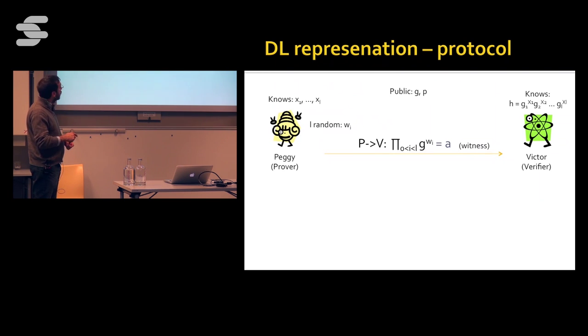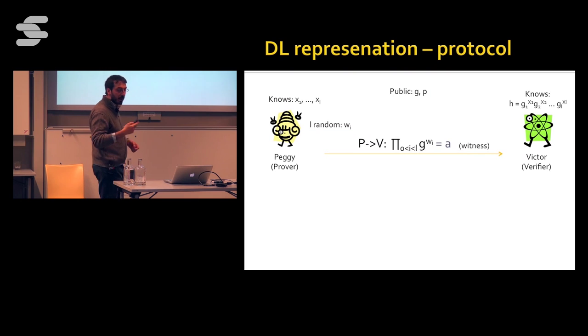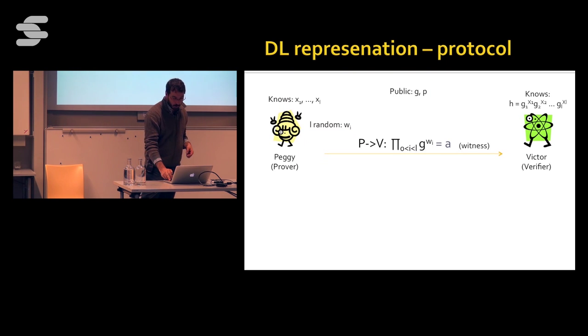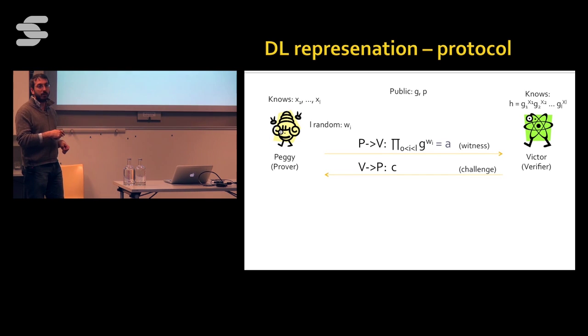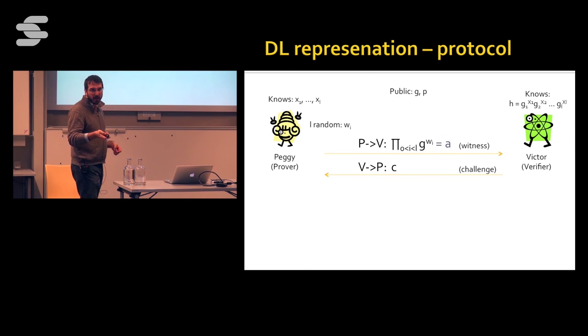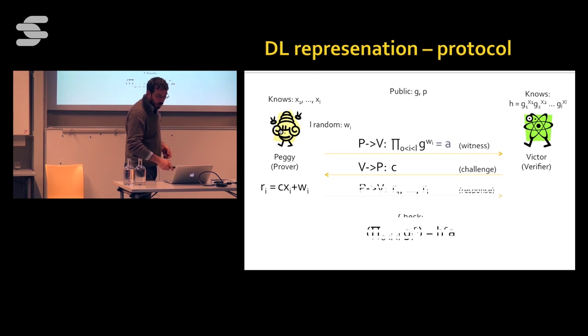multiplied all together. So the same form that this thing is, we create another one of the same form with WIs instead of Xs. And we multiply them all together, so we have G1 to the W1, G2 to the W2, all the way up to times GL to the WL. That's my new witness. Second message is the challenge, same as before. Bad idea to have a binary challenge. Any 80-bit, 100-bit challenge is good enough.